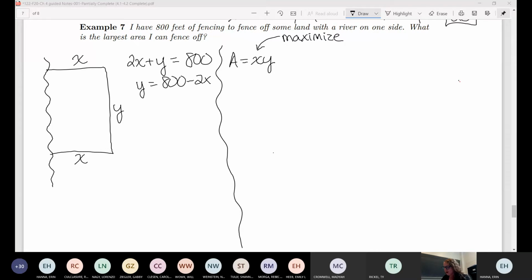All right, so we've just solved for y. So we essentially want to replace that in our area equation. So we'll get x times 800 minus 2x. So now that I've replaced that variable, I'm going to be able to take the derivative because I only have one variable now.